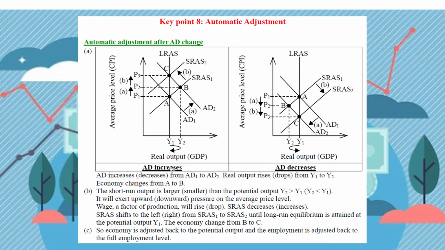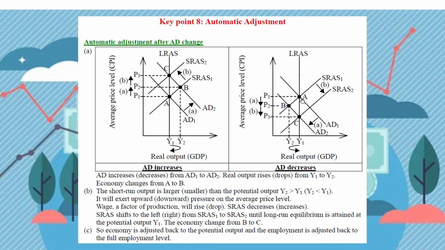For example, when AD increases, at first it's AD1 and SRAS1, with LRAS, all happily here at A. And suddenly AD increases from 1 to 2, so the short run equilibrium moves to B. And then why is there an adjustment? Think about it: when there is an inflationary gap, there is pressure on the price level. So wages as a factor of production will increase, right? When wages increase, the cost of factors of production increases. What will happen to the short run aggregate supply? It decreases. So we shift back to C until the inflationary gap disappears.